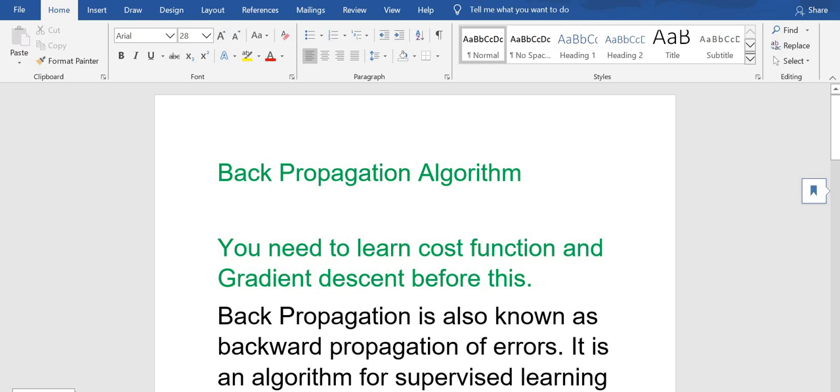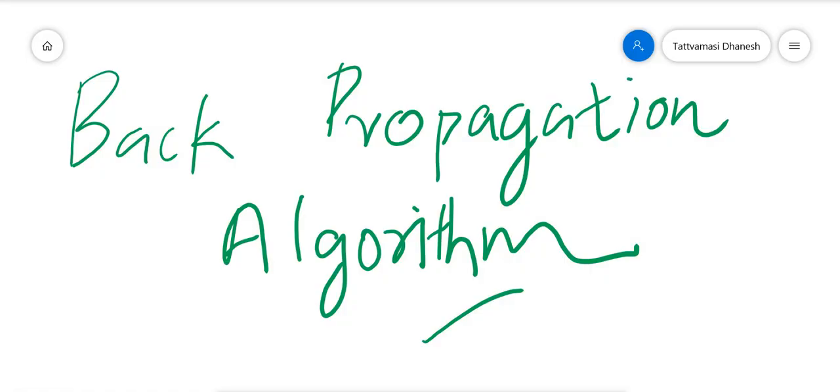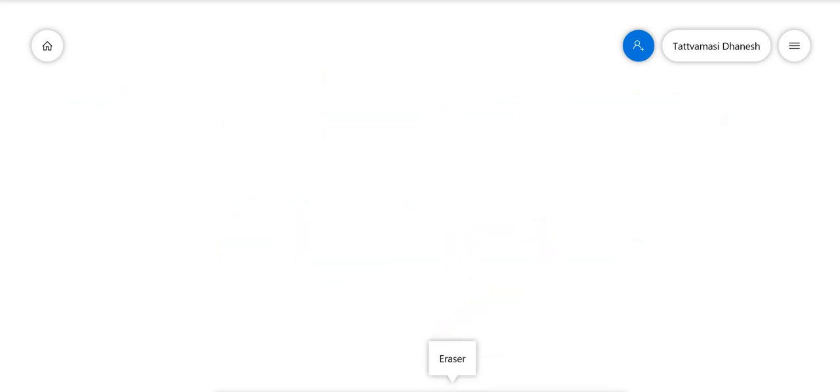See, here also I have mentioned you need to learn cost function and gradient descent before this. Cost function denotes error. It's the most important term in artificial intelligence and machine learning. Cost function is equal to predicted value minus expected value. You can remember it like this. It is not a complex thing.